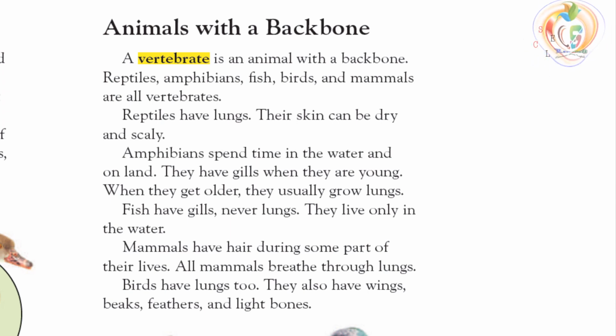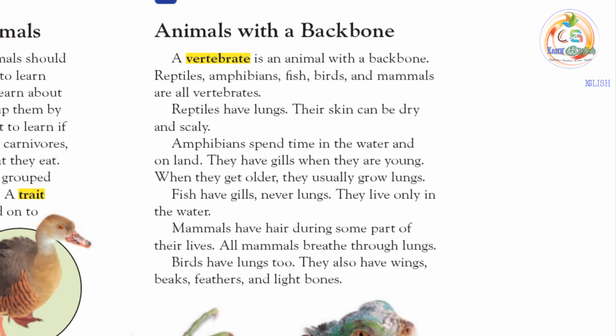Mammals have hair during some part of their lives. All mammals breathe through lungs. Birds have lungs too. They also have wings, beaks, feathers, and light bones.